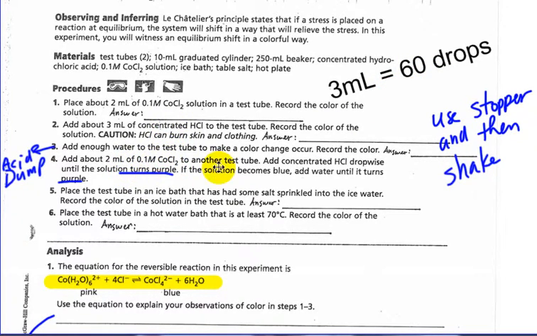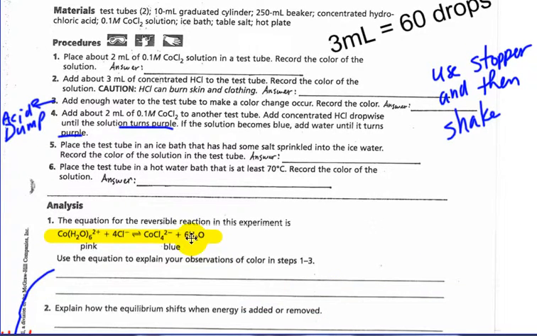Then add enough water to make the color change. To make a color change occur, record that color. And now if I were you, I'd add a little bit of water, put a stopper on the test tube, shake, add a little bit more, etc., and then write down what happens. And you'll notice that, oh, water is in this equation too.